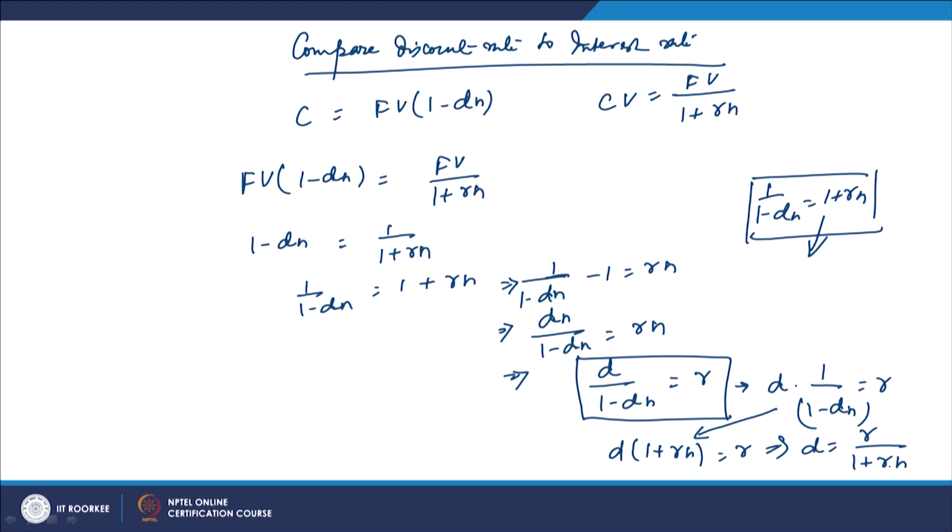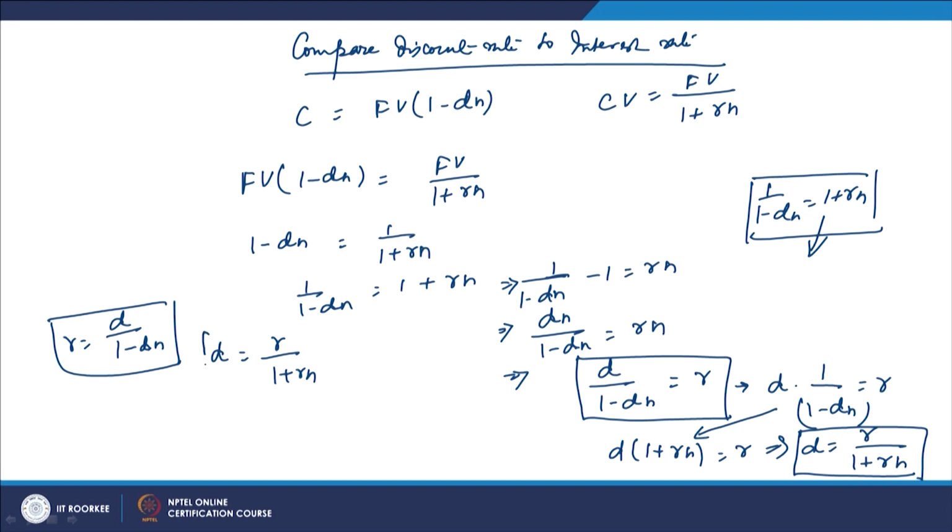So, you get two expressions, one is calculating d in terms of R and n, another is calculating R in terms of d and n, and you can calculate anything. So, the first expression we got is d by 1 minus Dn, that is R, and the second is d is R by 1 plus Rn. From this basically you can get the values of either D or R, and you can compare them accordingly.